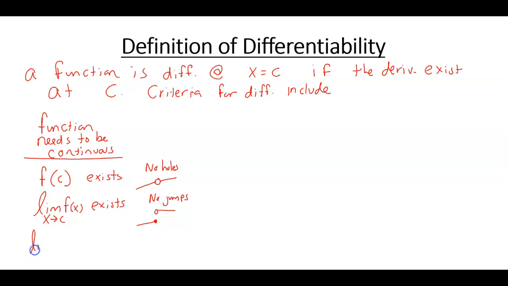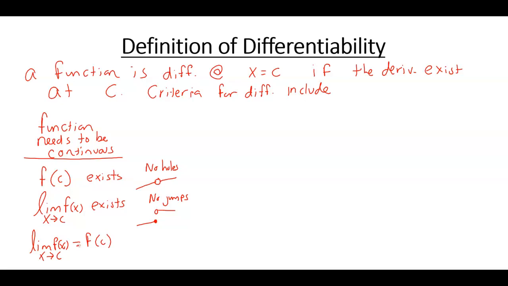Also, whatever that value is for the limit, and whatever that value of the function is, they need to be the same. Okay, so those are the three criteria that need to be satisfied in order for a function to be continuous, and all three of those criteria have to be in place in order for a function to be differentiable. But more is required for a function to be differentiable than just to be continuous. It also has to have the same derivative from the left and from the right.